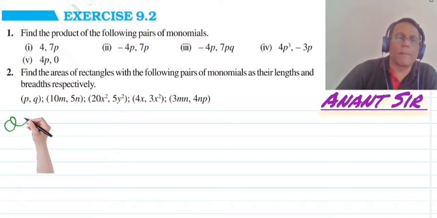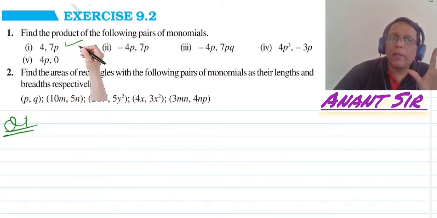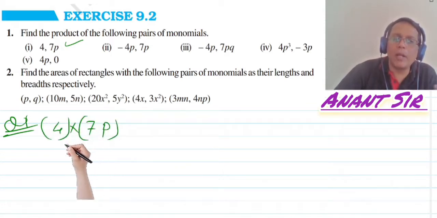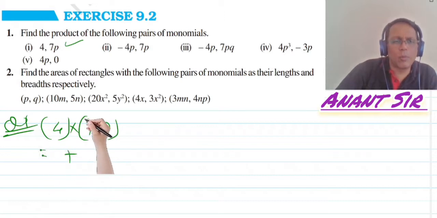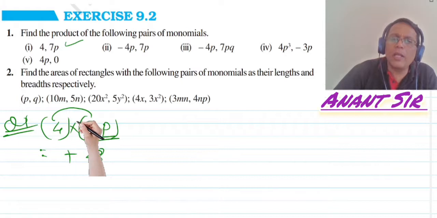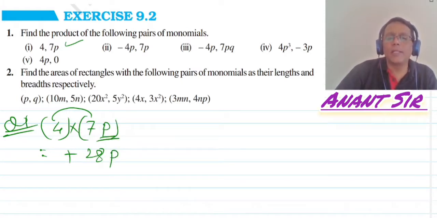First question: find the product of the following pairs. Out of that, the first is 4 and 7p. So I am multiplying now. Both are plus, so the answer is going to be plus only. 4 7s are 28, and there is only one p here. There is no other p, so that p will remain as it is. That's it. Question 1 is done.